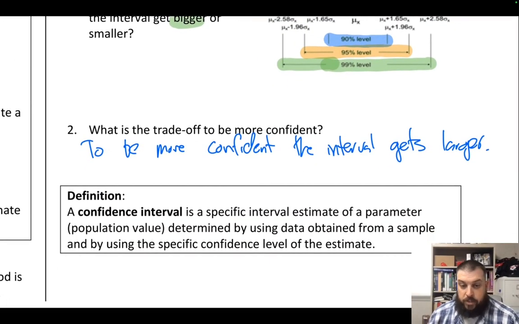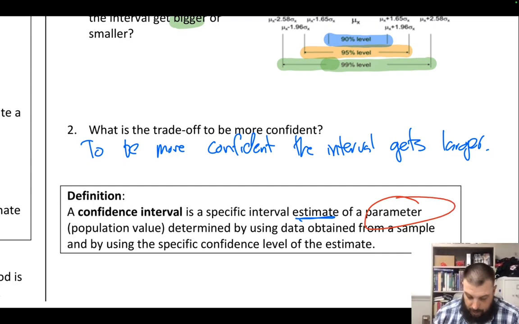So a confidence interval is a specific interval estimate of a parameter. Estimate is the key word: the parameter is our true population value, determined by using a sample. That's a little bit of the work we did yesterday with that chapter 6 previous test.